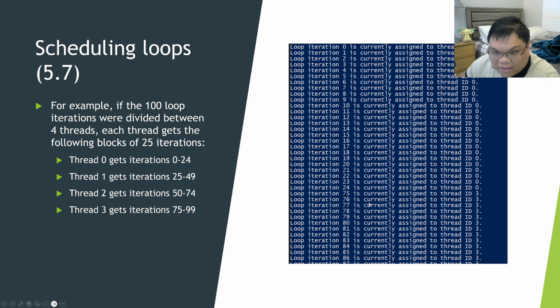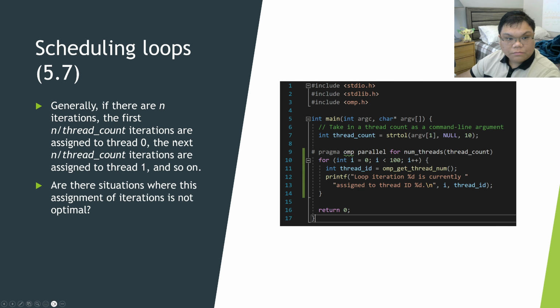Here it jumps straight to thread 3, doing its loop iterations 75 to 99. So this is an example. Generally, if there are n iterations and we have t as a thread count, it's going to be n over t consecutive iterations assigned to each thread.